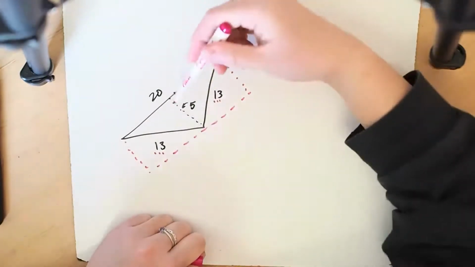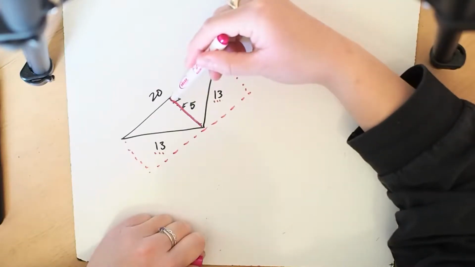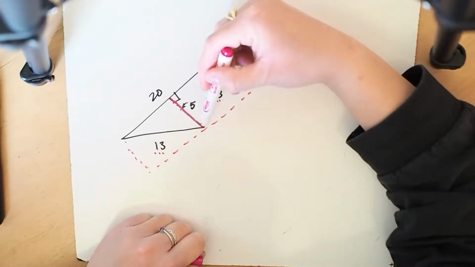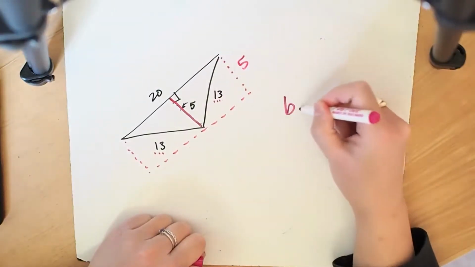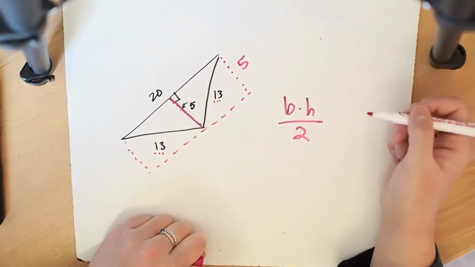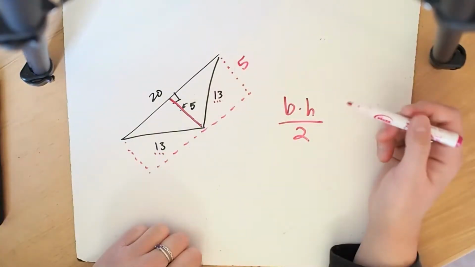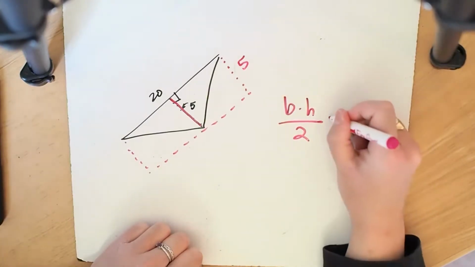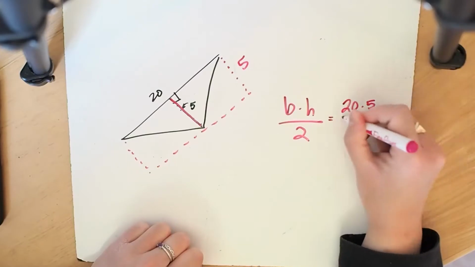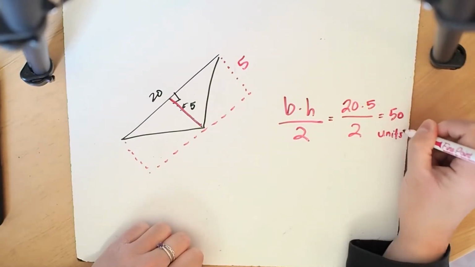You can see 5 here is the distance from the base in a straight line to the point on the other side, meaning that 5 is the height. So we write base times height divided by 2. But remember, the 13s don't matter. In fact, I can just erase them so I don't even think about them. Those numbers are just put there to confuse you. Do 20 times 5, all divided by 2, or 50 units squared.